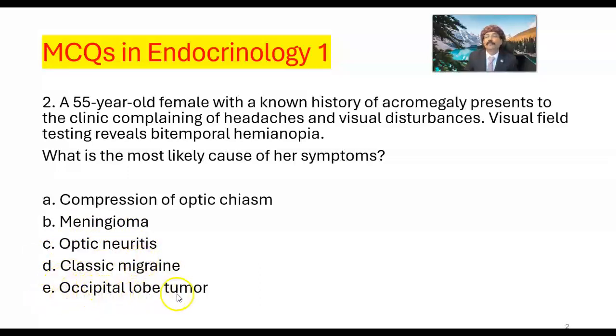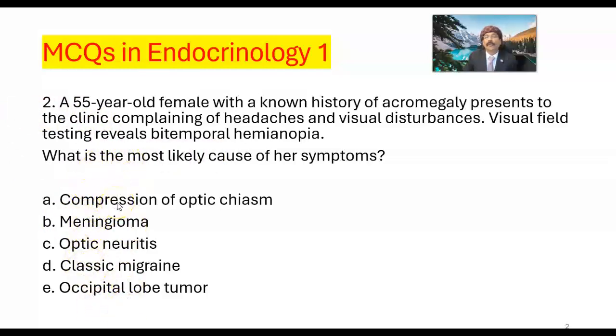Occipital lobe tumor. So this person has headache, visual disturbance, and bitemporal hemianopia. So what is the site of lesion and what is the cause? History of acromegaly. So out of this, what is the correct answer?